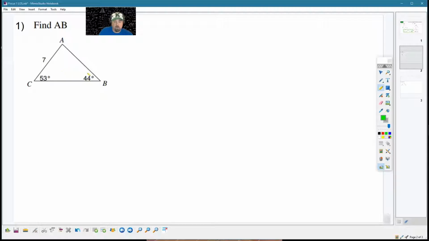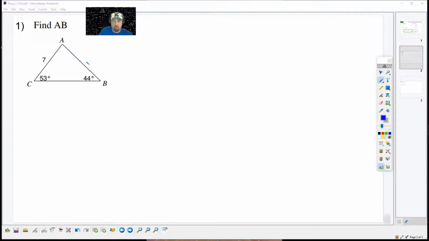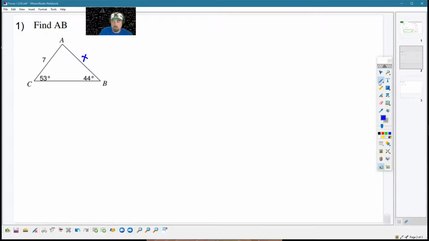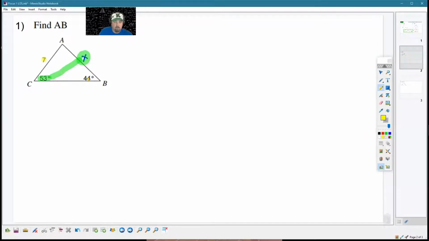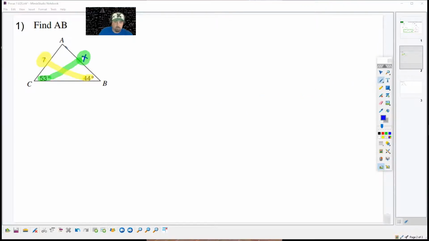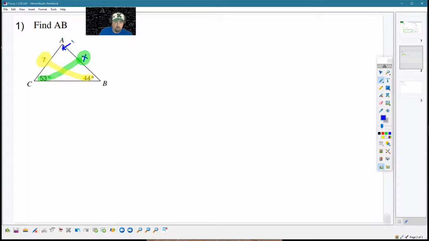So let's go through and let's match up here. So we want to solve for AB. So this is x, and that x is matched up with the 53 degrees. The side-angle opposite that we know, well, we've got the 44 right here that goes with that 7.